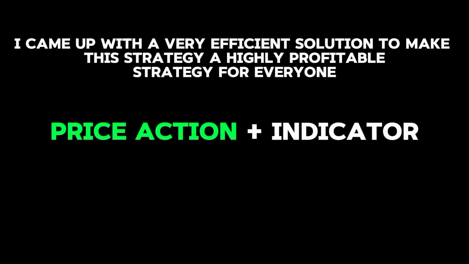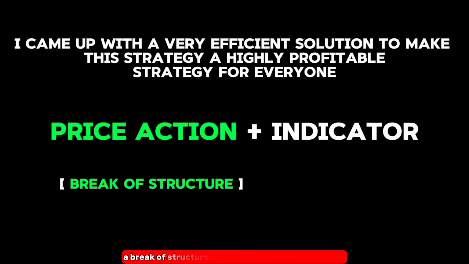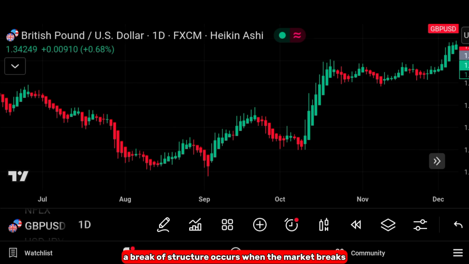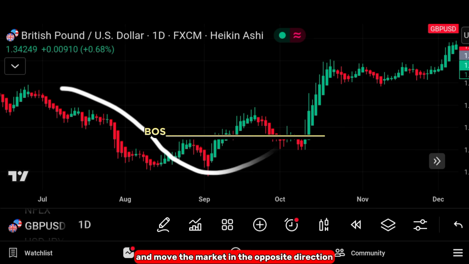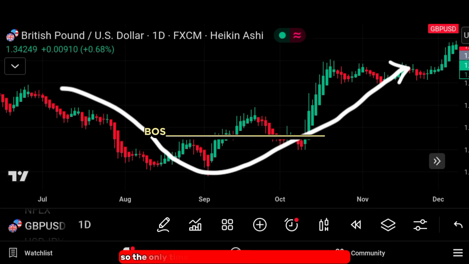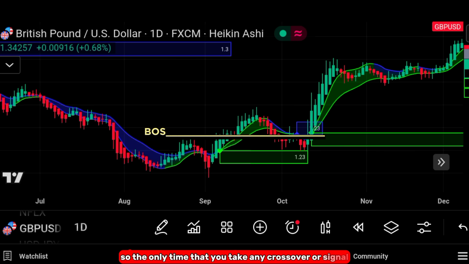We are going to be using the break of structure pattern, and as you all know, a break of structure occurs when the market breaks the last trend move in order to change the trend and move the market in the opposite direction. So the only time that you take any crossover or signal from this indicator series is when you have seen a break of structure before the signal and crossover.